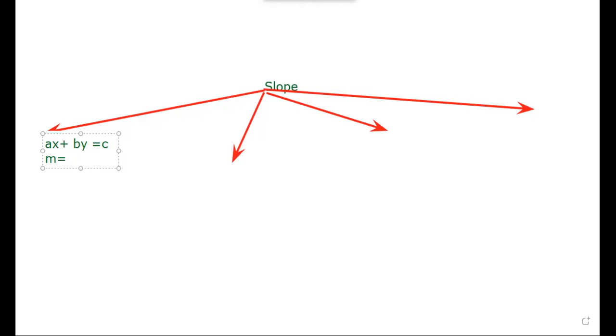So how will you calculate the slope? It will be negative A over B. Thank you so much. It will be negative a over b, which means negative the coefficient of x over the coefficient of y. Thank you so much. Let's move to the next part.